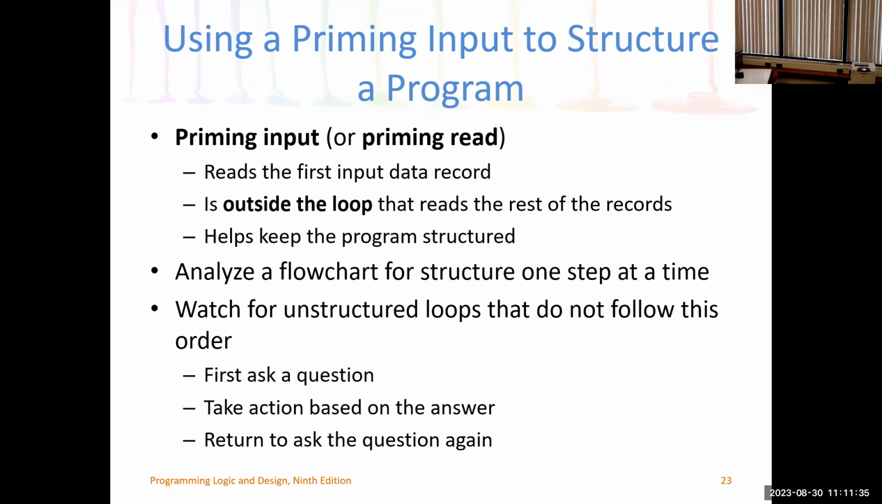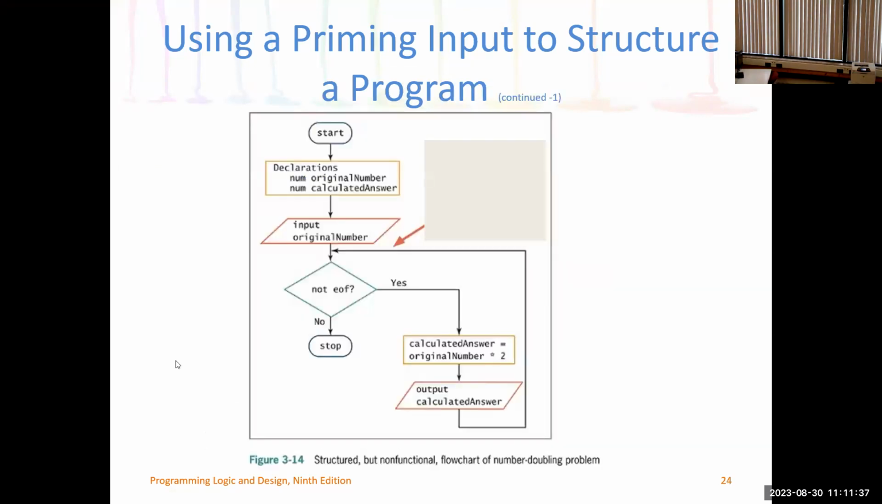And also, what is it? Now, think about this program here, right? You want to keep doing it for many numbers, right? Every number you just double it and print it out here. Right? So what's wrong with this program? What do you think? If you look at the flowchart here, what's wrong?